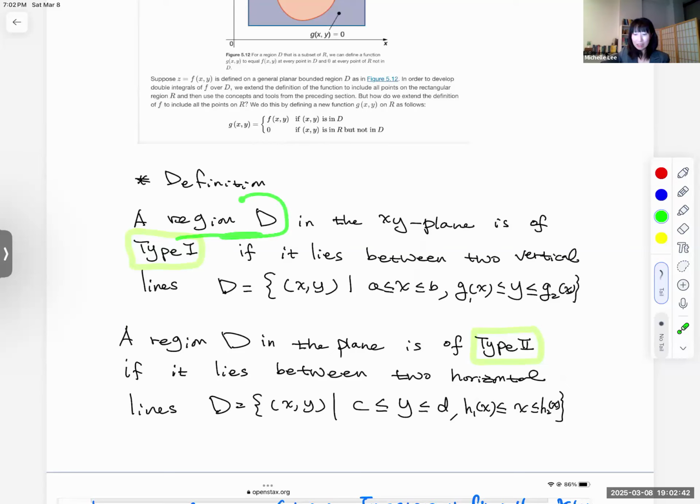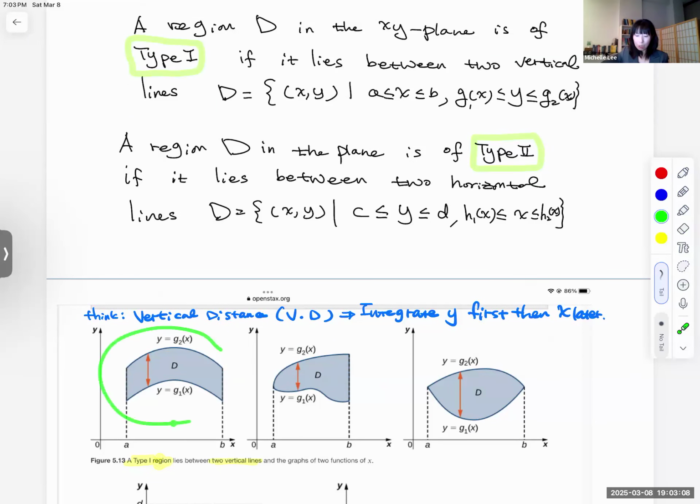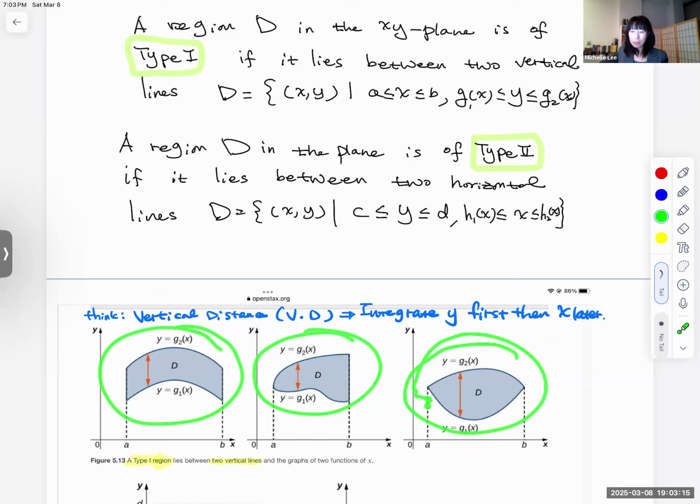So region D in the XY plane. We have a surface, and we cut off the XY plane. If we are using the type 1 method, that is two vertical lines, vertical distance. Here is a picture. This is a type 1 region, the bounded region, not the rectangular general region.